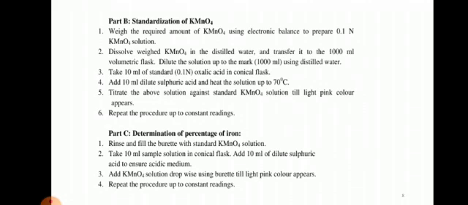And then we are taking 10 ml of sample solution in a conical flask and 10 ml of dilute sulfuric acid in the conical flask. After that, we are going to perform the titration. So we are adding KMnO4 drop-wise till a pink color appears.